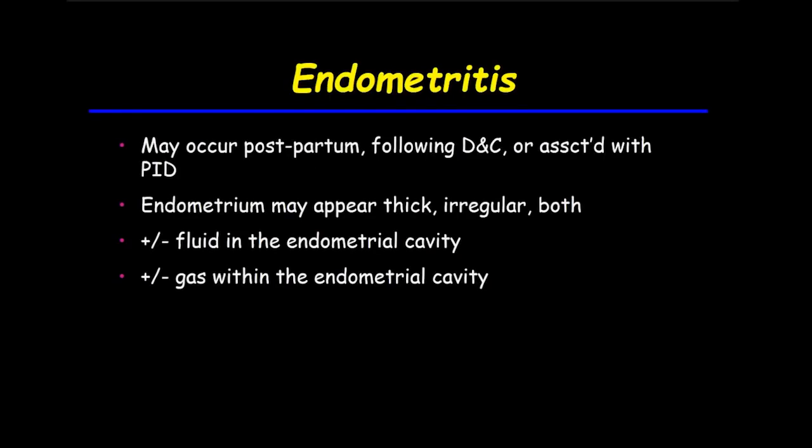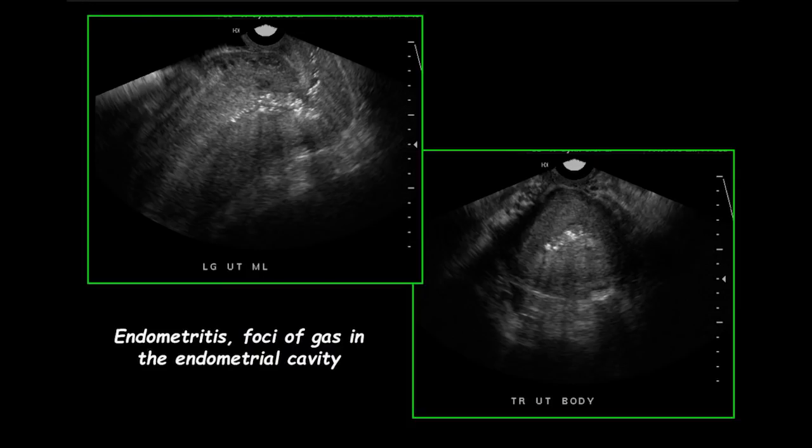Endometritis may occur postpartum following D&C or be associated with pelvic inflammatory disease. The endometrium can appear thick and irregular, and there may be fluid and/or gas within the endometrial cavity.